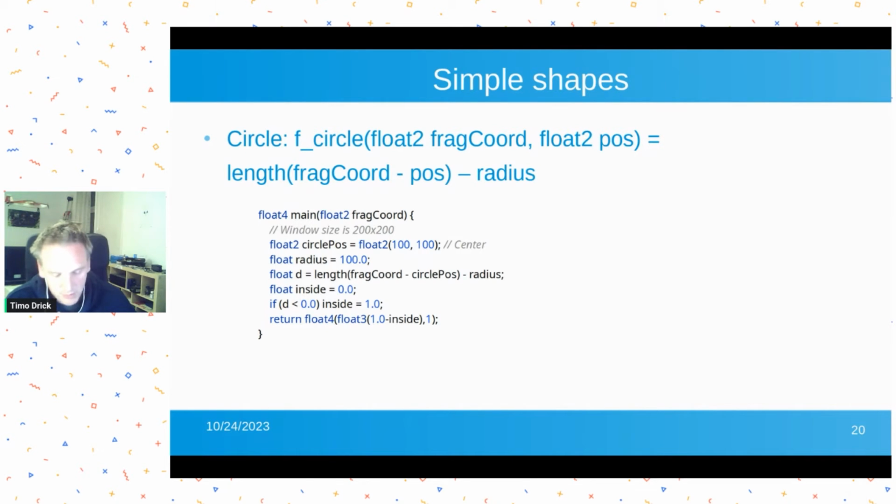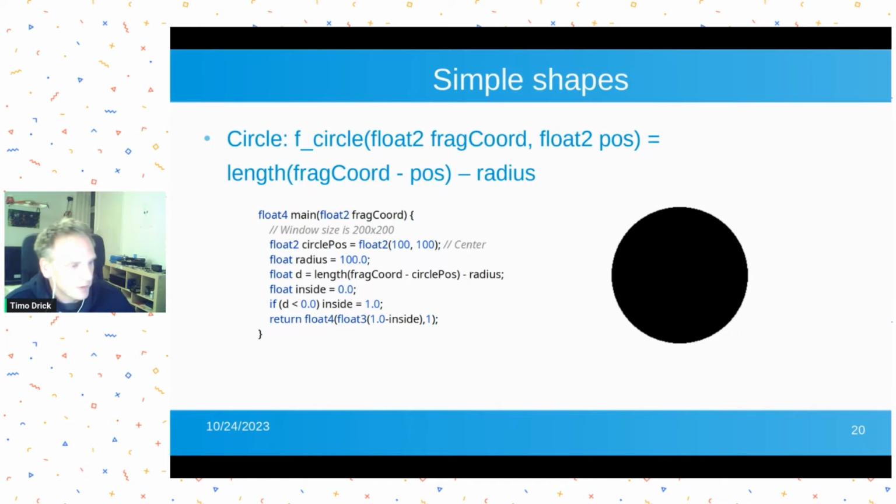And we use this value then to calculate the color. I inverted the color because I want to have black inside and white outside. In this case, I use the float 3, so this means for all color components, I use the same value. So it's 0 for every component when it's inside, and 1 when it's outside. And so here you see the circle.